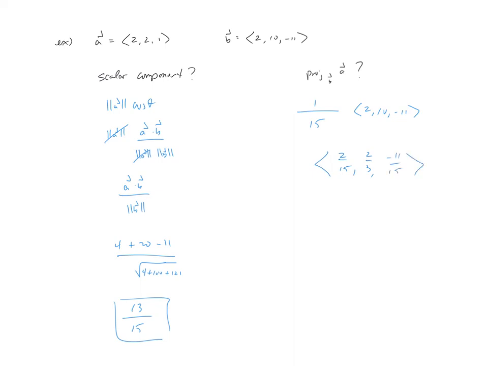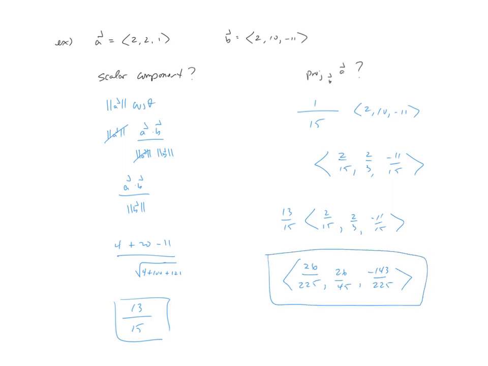So my final step then is to take the 13 over 15, multiply it in there. Remember, right now I just have my vector B that's been normalized with a length 1, but I want it to have a length of 13 over 15. So then my final answer then when I distribute would be 26 over 225, 26 over 45 when simplified, and then negative 143 over 225. So that would be the actual projection of A onto B, the correct vector for that.